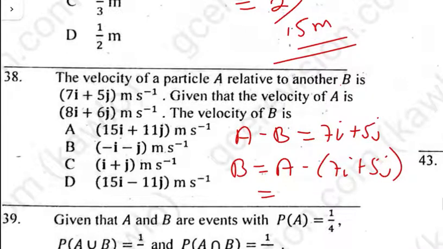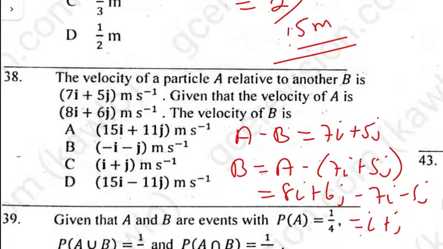This will be equal to 8i plus 6j minus 7i minus 5j. So this is going to give us 8i minus 7i plus 6 minus 5 j. Okay, so we have C.